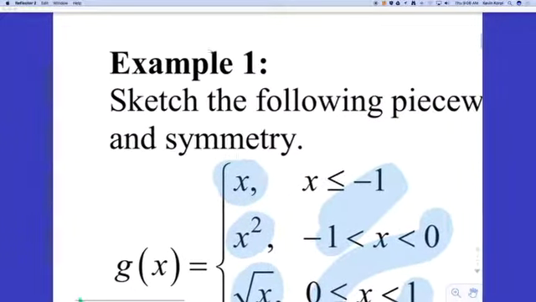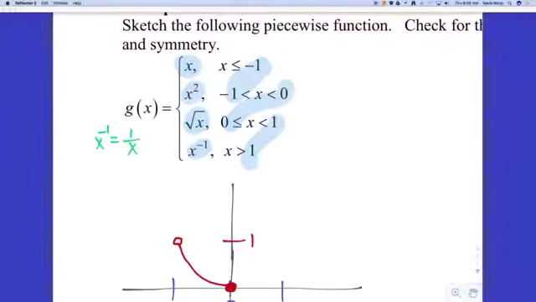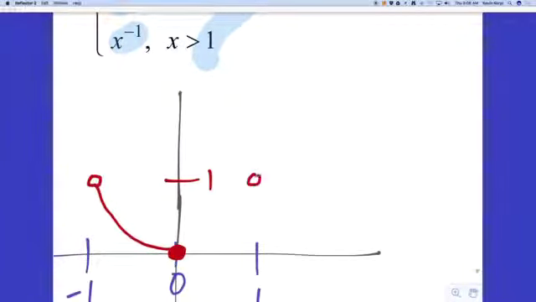The limit from the left of 1 is less than 1. Direct substitution, square root of 1. 1. Solid or open at 1, 1? Open. All right, 1, 1, open.